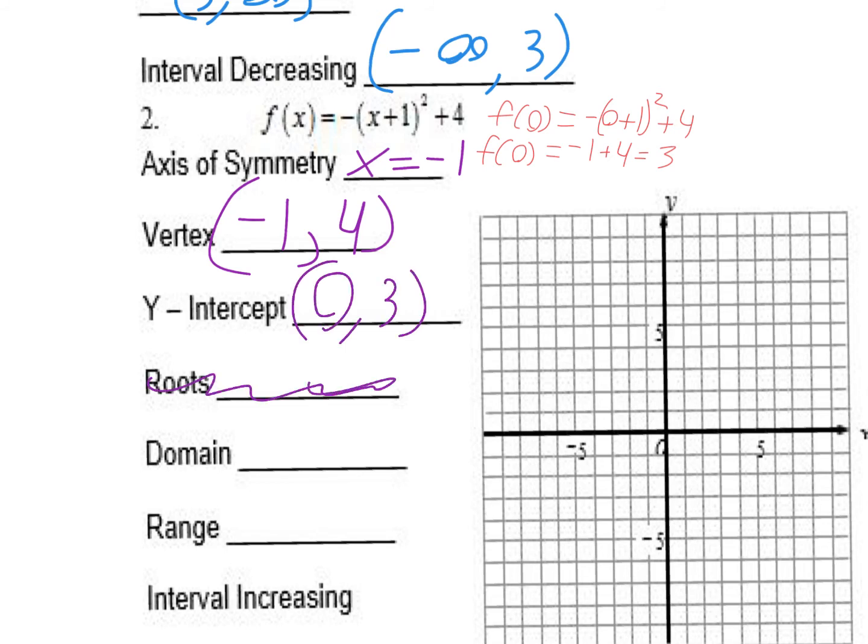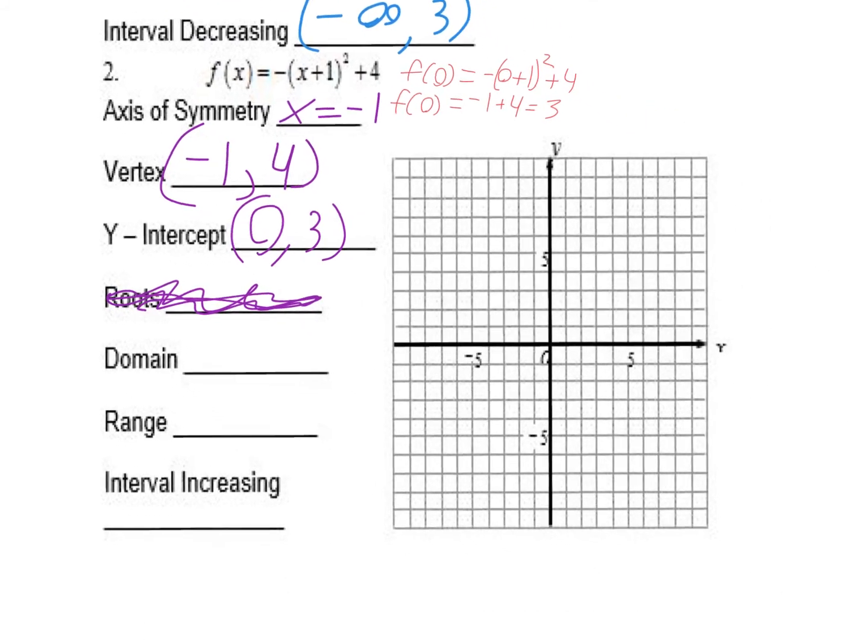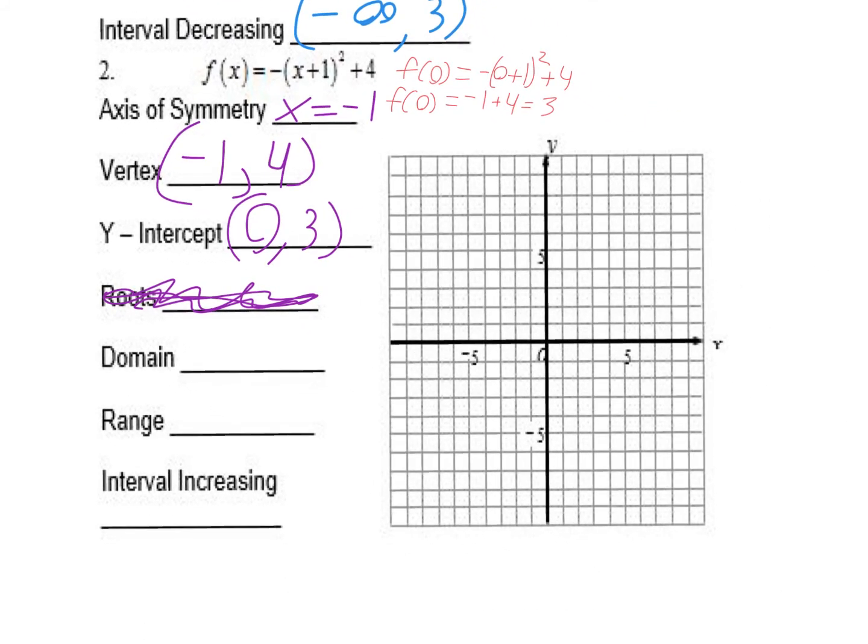Roots, again, we're going to skip that because there's not a clean way to get them. So let's go ahead and sketch what I know. I've got my vertex at negative 1, up 4. I have my y-intercept at 0, 3. Connect my dots as best I can. I know my parabola opens downwards because of that negative a value.